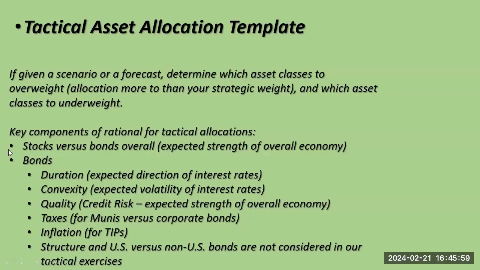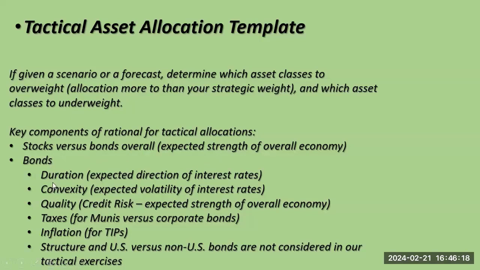Now I'm going to give you a list of asset classes, but there's one I'm not going to give you, and that's stocks versus bonds. You just have to know to talk about that one. If I'm expecting a really strong economy, I'm going to overweight stocks and underweight bonds. All right, so it's a pretty easy one. That one's all related to the economy.